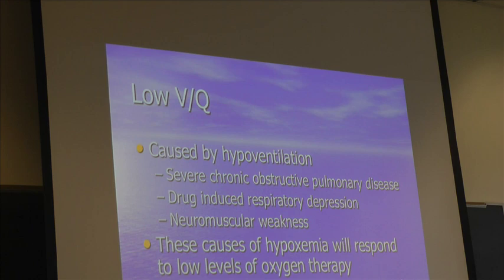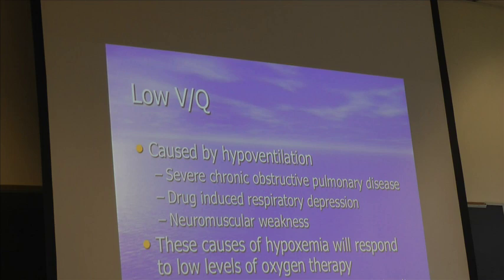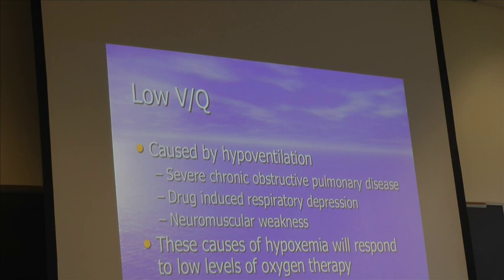Does that seem confusing or does that make sense? It makes sense. There's nothing wrong with the alveolus itself. There's nothing wrong with the diffusion pattern. Now, if there was oxygen in the alveolus, it's going to get through into the blood. The problem is the oxygen isn't getting to the alveolus. Low VQ, low ventilation. AA gradient is normal. There's nothing wrong with the alveolus or the interstitium.